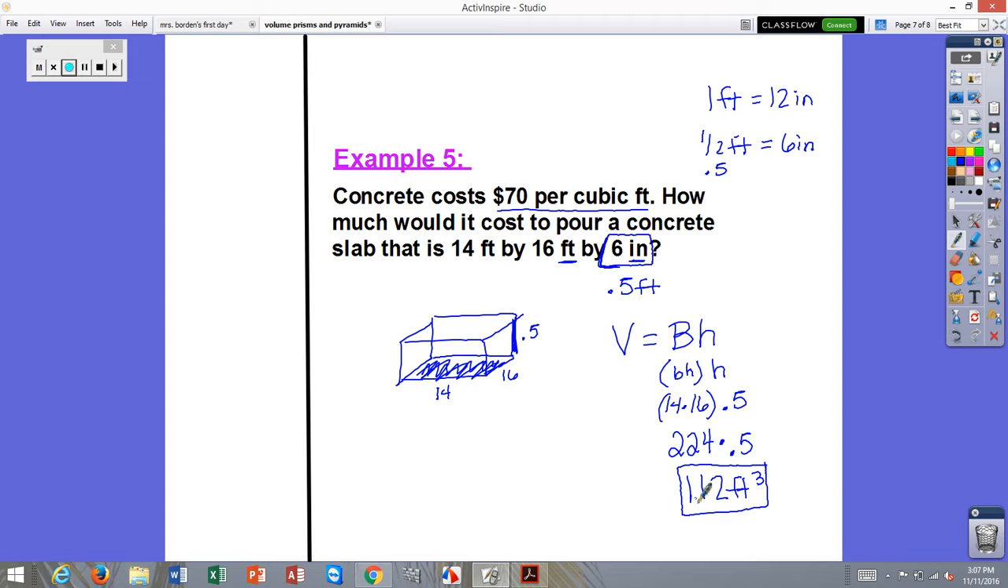So if I know my volume is 112 feet cubed, and I know that each cubic foot is $70, how much would it cost? Well, now I need to take my volume and multiply it by 70. So 112 times 70 is going to be a total cost of $7,840. This would be my final answer for this problem. I could also answer in a complete sentence, and I could say that the concrete would cost $7,840.